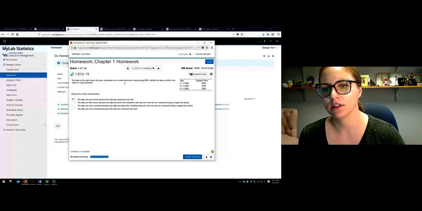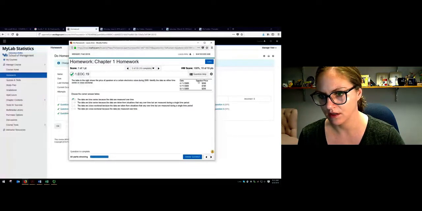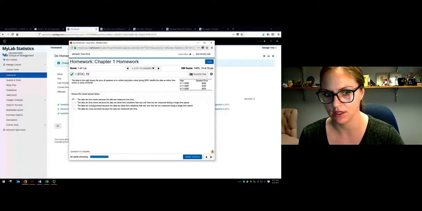Let's just quickly look at this one. The table to the right shows the speaker prices during a certain electronics order in 2009. Identify the data as time series or cross-sectional. So in this case, it's across different years, and the speaker price does change across time. So it is time series because it's measured across time.